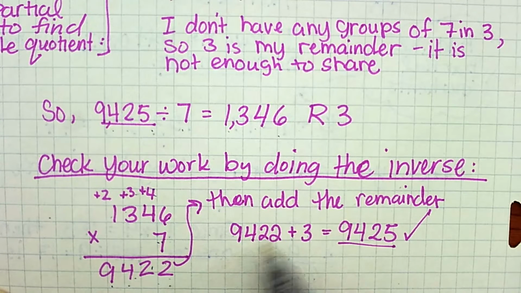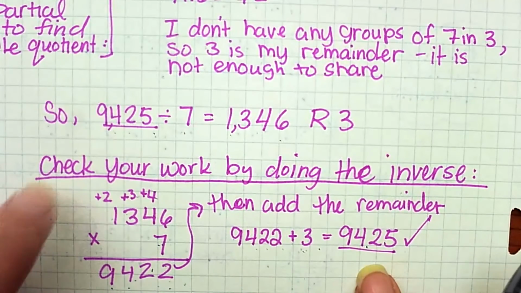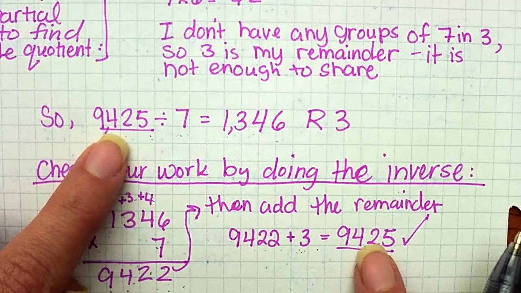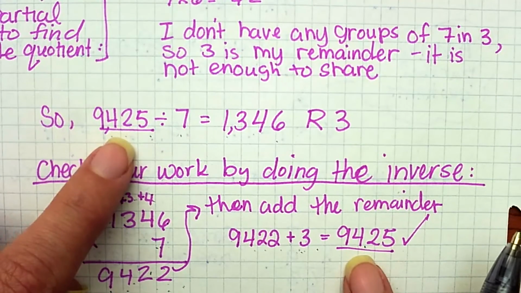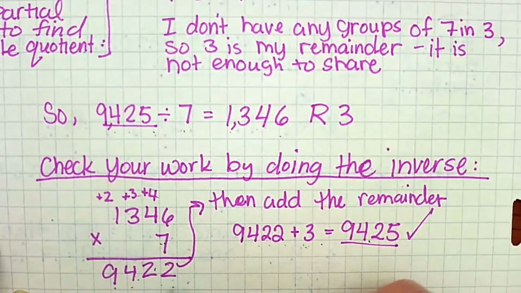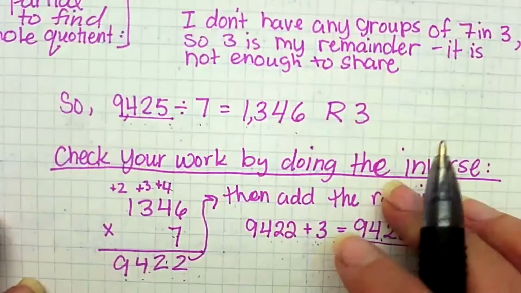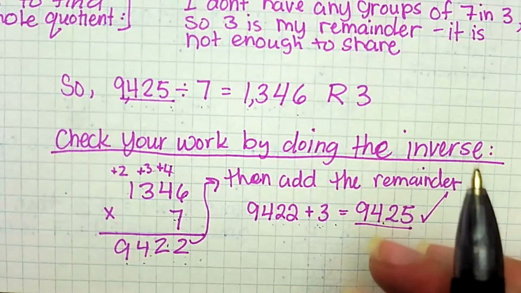But remember, you have to add in the remainder to whatever your product is in order to find your answer. So 9,422 plus 3 gave me 9,425. Now this number is the same as my dividend. Since these numbers match, that means that I did my work correctly. Now for over here, when I was stacking and multiplying, I was using the carrying method. I wasn't using the partial products method.